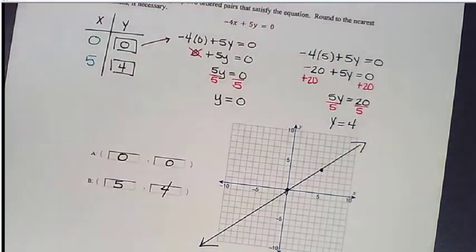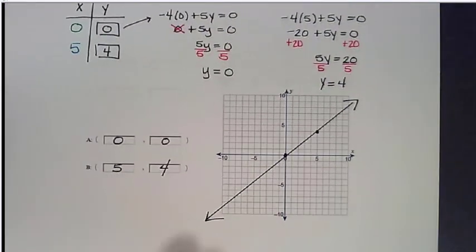Notice that when I drew my line, I drew it across my entire graph. I didn't draw it just between the 2 points. And that's a technique that I want you guys to get used to doing, because when we solve problems in chapter 10, or when we solve systems of equations by graphing, we need to have that line going all the way across our graph.